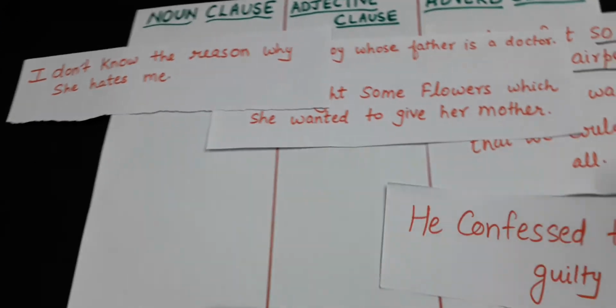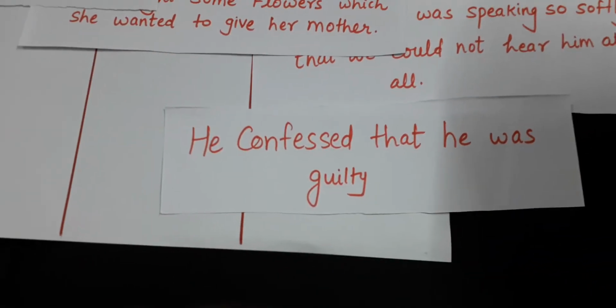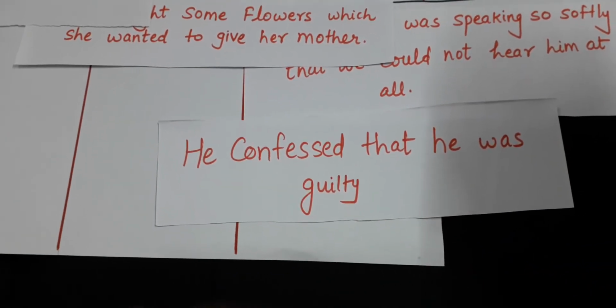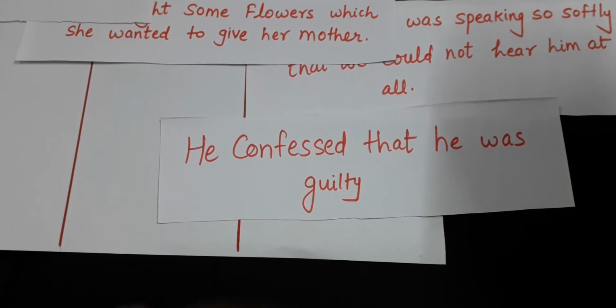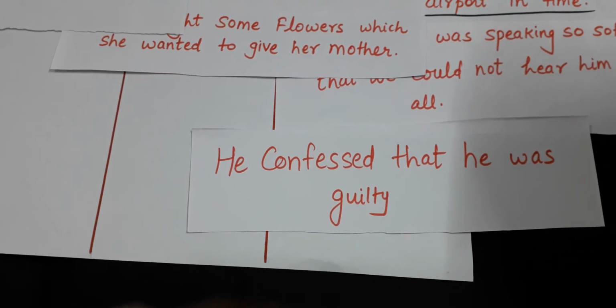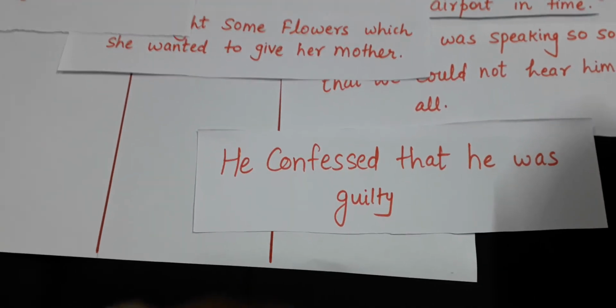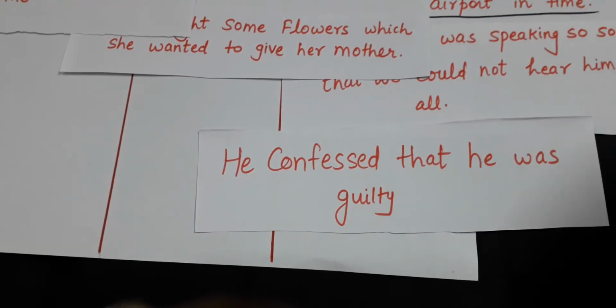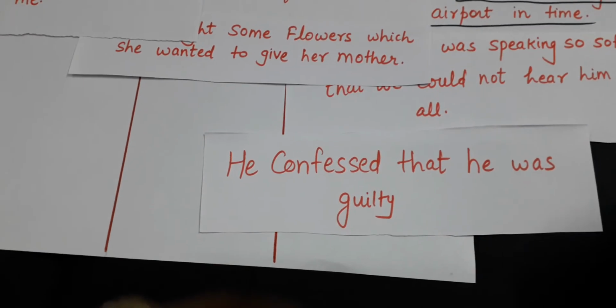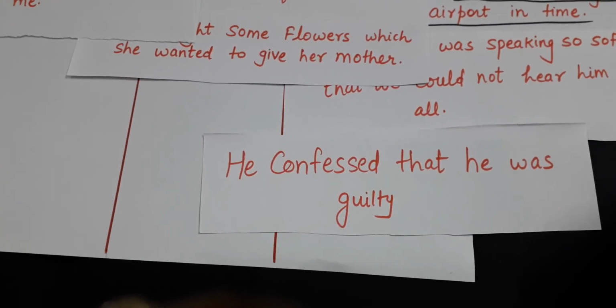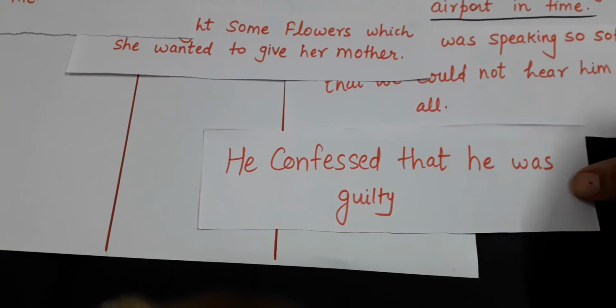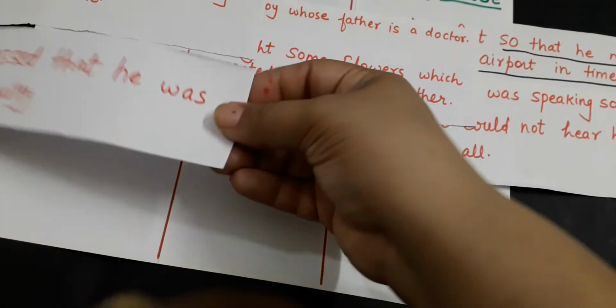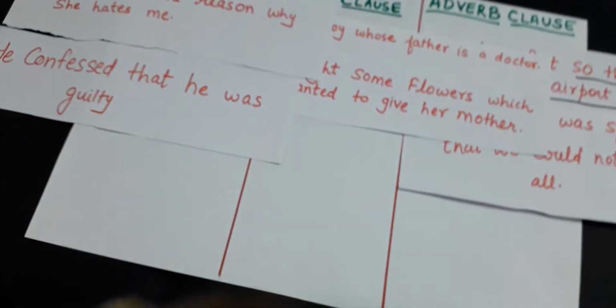Next: He confessed that he was guilty. That he was guilty is the clause. Which type of clause? If you ask a question before the clause, he confessed what? If it is answering the question what, then it is a noun clause. Okay, so this is the noun clause.